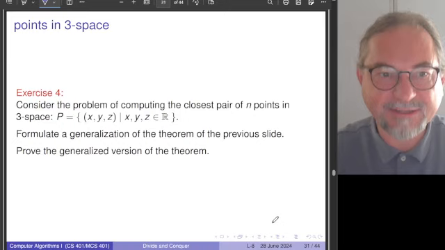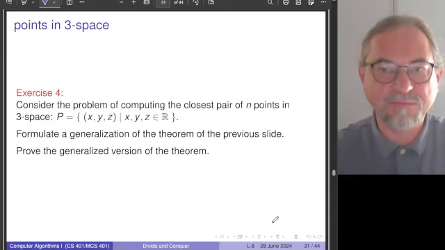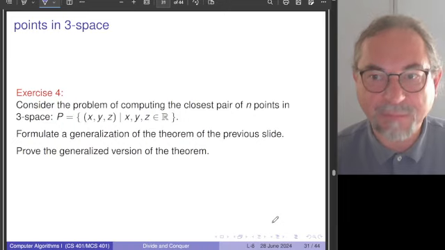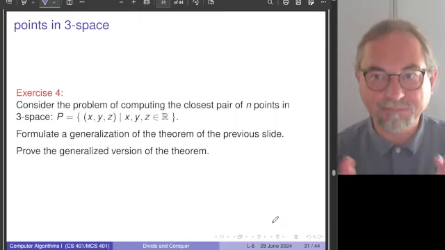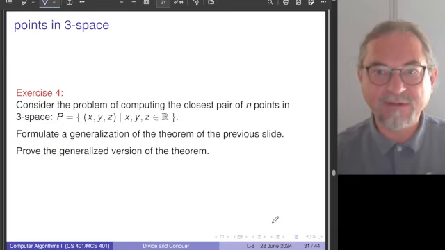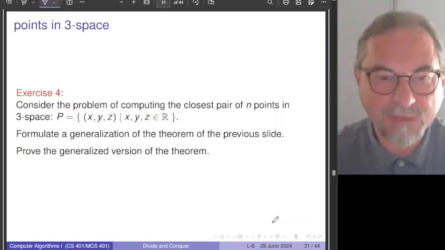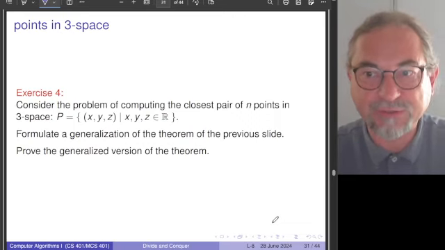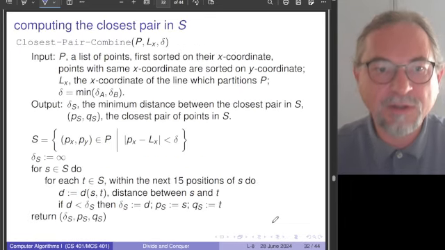The next exercise, which is actually the first exercise in the second half, invites you to make a three-dimensional analog. Suppose you were thinking about points in 3D space, and you wanted to know the smallest distance between any pair of points. There are obvious applications of this. So can you formulate a generalization of the theorem on the previous slide? And can you also prove it? The purpose of this exercise is to show that you understand the proof of this important theorem.